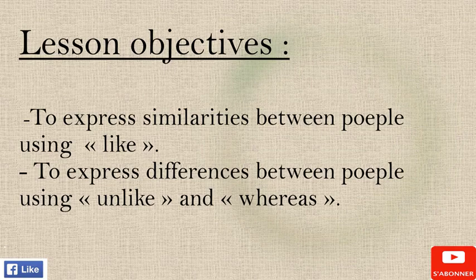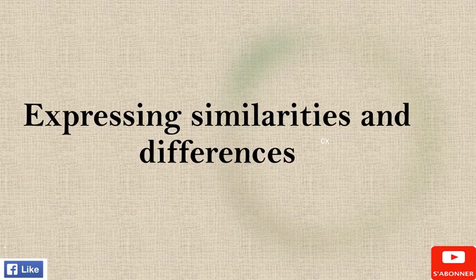So lesson objectives. First, to express similarities between people using like. And second, to express differences between people using unlike and whereas. So when we say similarities يعني الأمور اللي تشترك ولا مشتركة بين الناس. Differences هما الاختلافات بين الناس. So expressing similarities and differences.